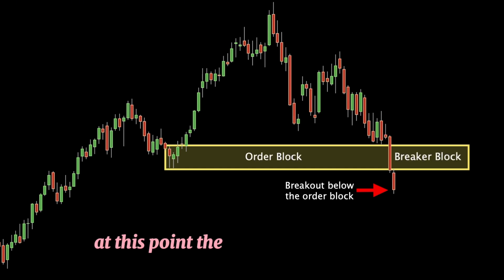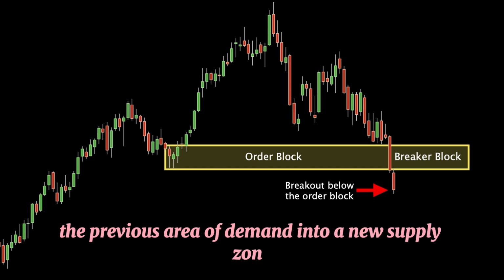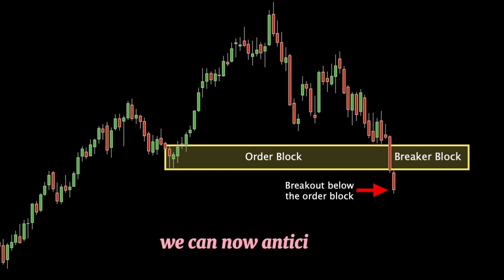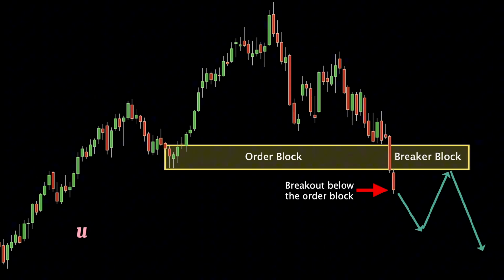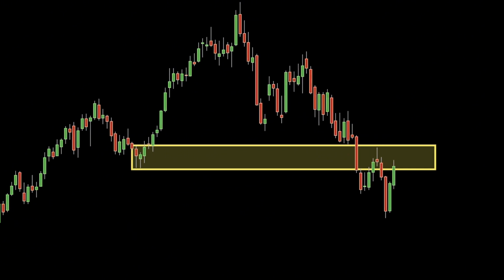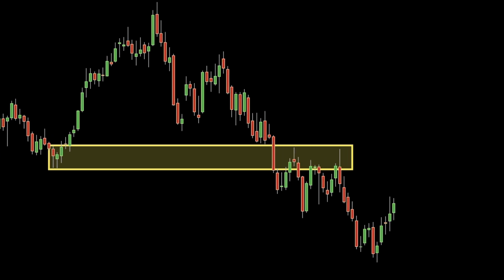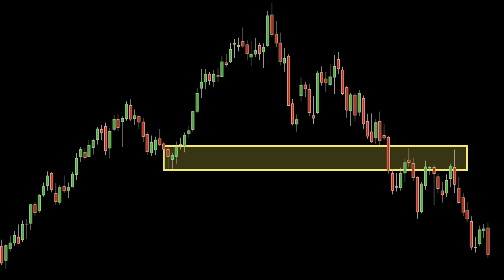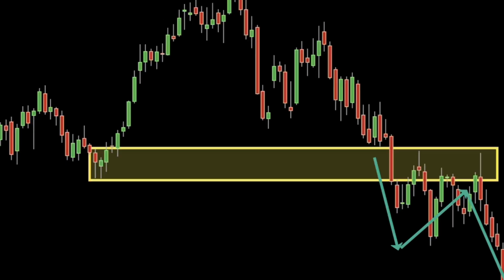At this point, the previous order block is now transformed into a bearish breaker block. Buyers who entered earlier have been stopped out due to this bearish shift, turning the previous area of demand into a new supply zone. We can now anticipate the price to reject from this breaker block upon retesting and continue its downward movement. As expected, the price moves upward, temporarily pausing within the breaker block area as it accumulates more buy orders. After this consolidation, the market gains momentum and resumes its downward trajectory.